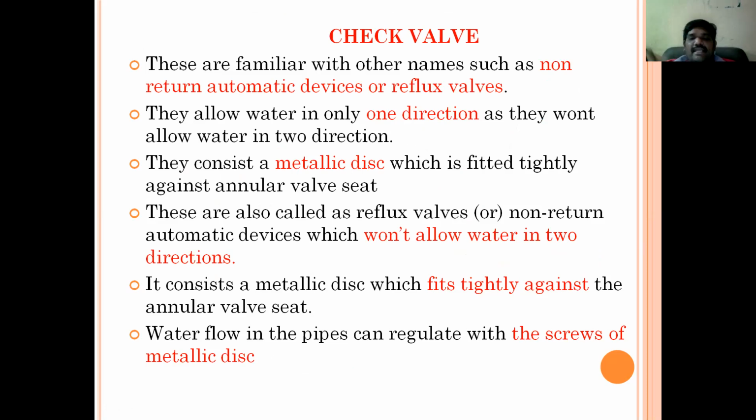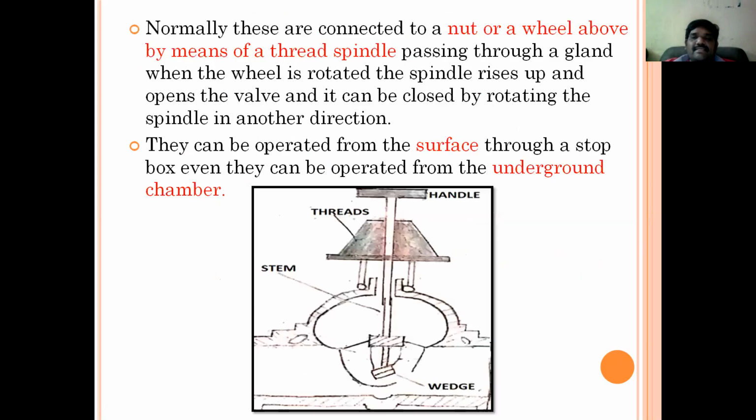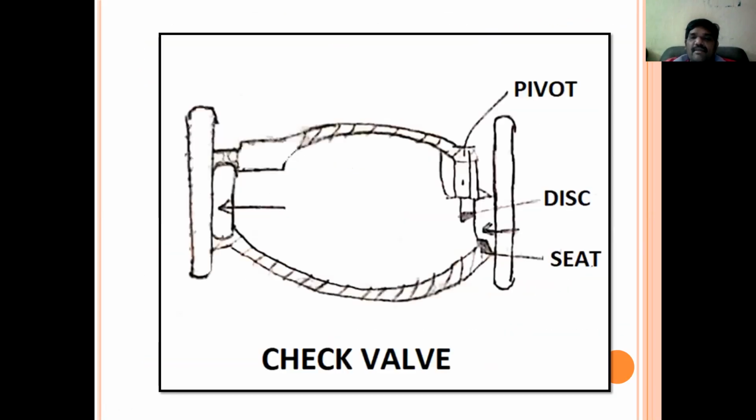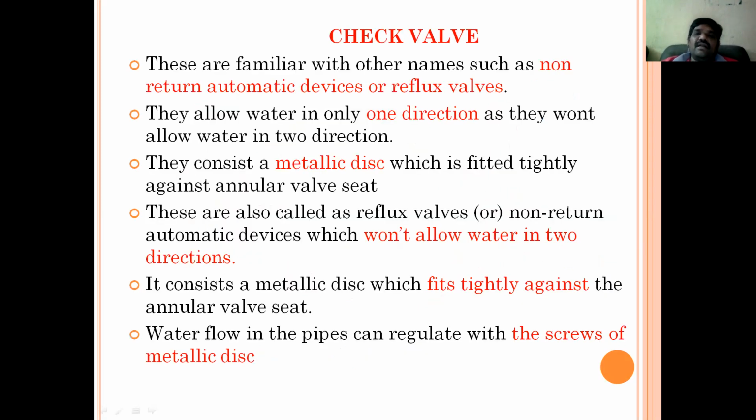Water flow in the pipes can be regulated with the metallic disc. With the help of this metallic disc, it tightly fits the pipeline so that water won't go to the other side, and water is allowed only in one direction. Okay, this is the metallic disc, where with the help of the disc's operation, the flow will be regulated. This is about the check valve or else the reflex valve.